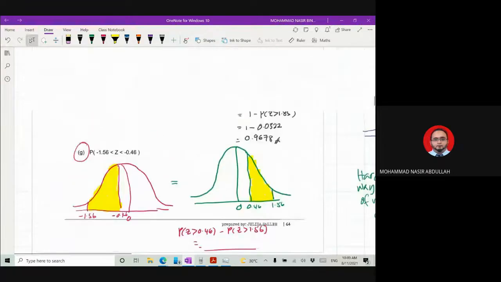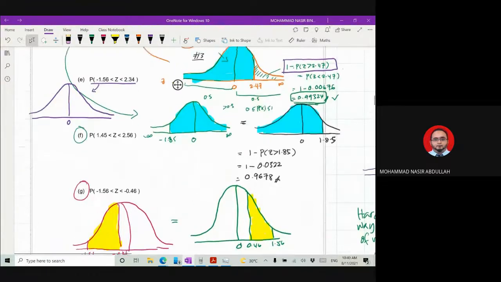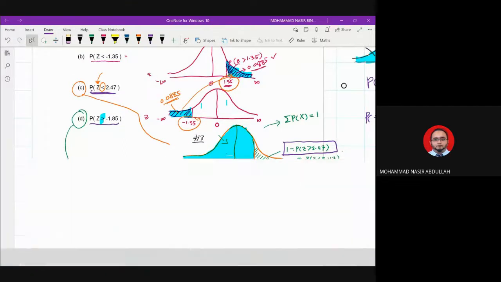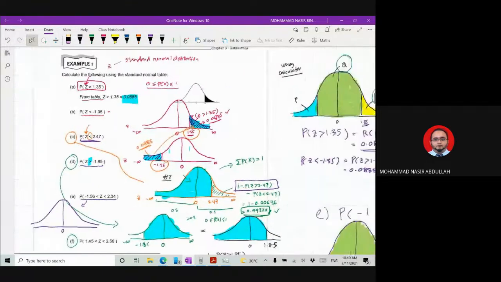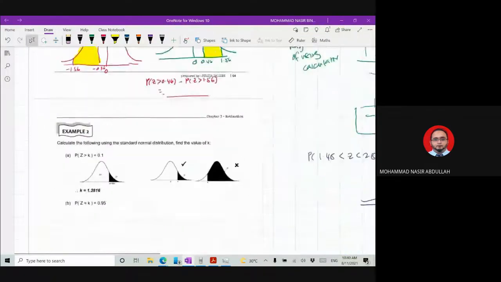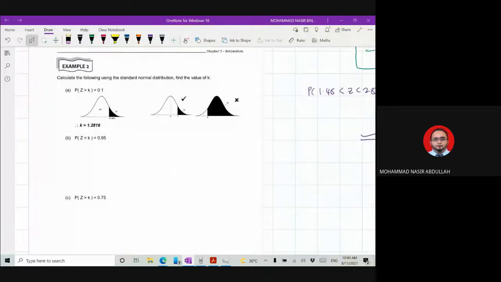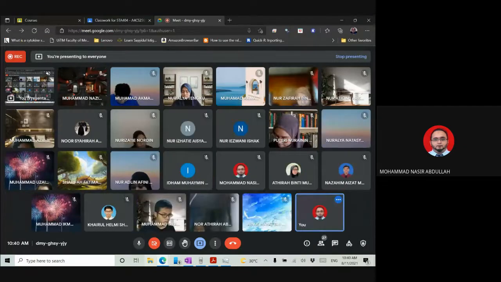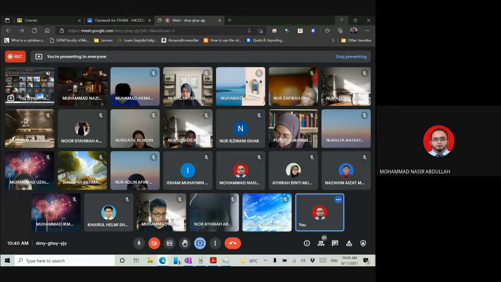Example number 2, we need to think a bit harder. So this example number 1 is a basic concept of finding a probability from a standard normal distribution. Okay? Any questions? No question? Then we move to example number 2.